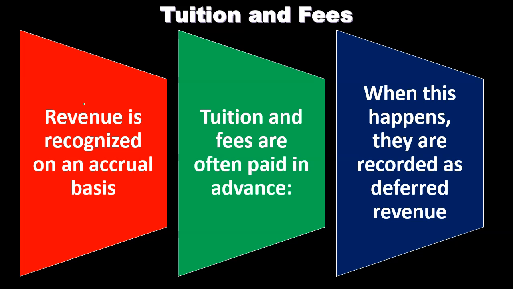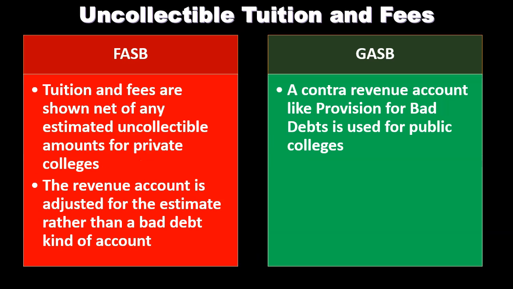Then once we earn it, once we've actually given the education, that's when we earned it in accordance with the revenue recognition principle. We can then debit or take it out of the deferred revenue and credit and record the sales, the revenue account at that point in time. Next, we have the uncollectible tuition and fees. We'll be thinking about it with regards to FASB, the non-governmental, and GASB with the governmental.